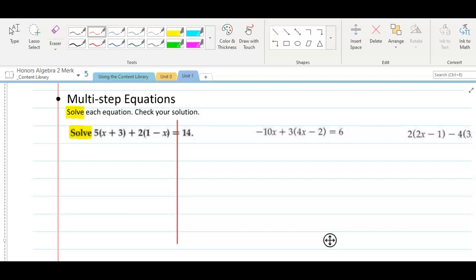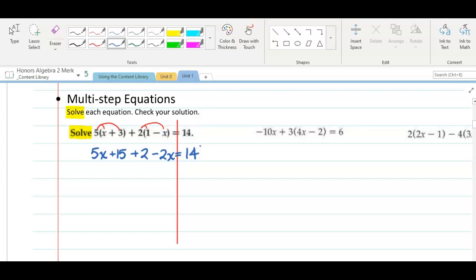And the first thing you might notice are these parentheses, which hopefully makes you anxious to distribute, to remove those parentheses. When we distribute, we get 5x plus 15 plus 2, take away 2x. I'm just multiplying these, remember, equals 14. I haven't done anything to the right side.